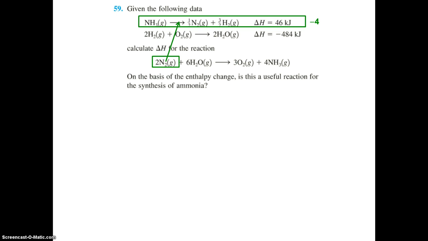And so I need to take this reaction, flip it, so that nitrogen is now a reactant, and instead of a half I need 2, so that's a factor of 4. So I need to flip this, hence the negative sign, multiply by 4 to get my coefficients the same.